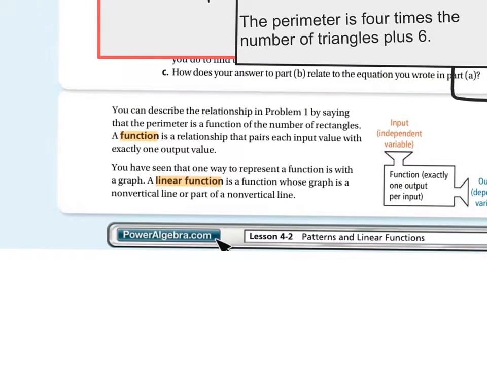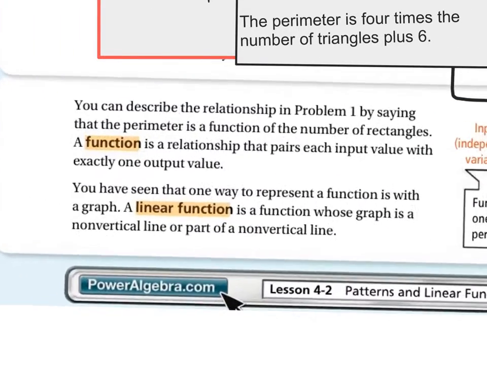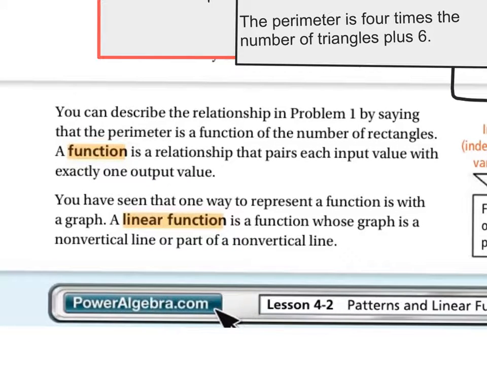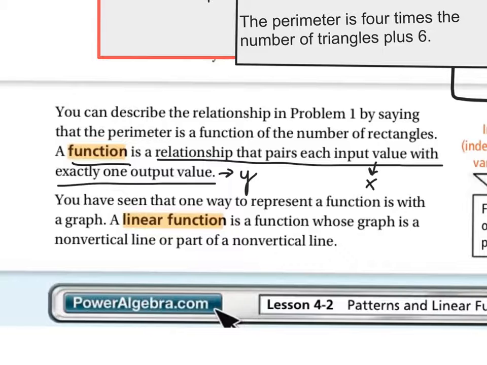So the bottom of the page talks about function. So it says in problem 1, the perimeter is a function of the number of rectangles. So a function is a relationship that pairs each input value with exactly one output value. Remember, our input values were our x values, and our output values were our y values. So each x value gets paired with exactly one y value.